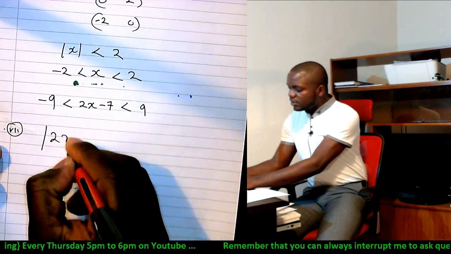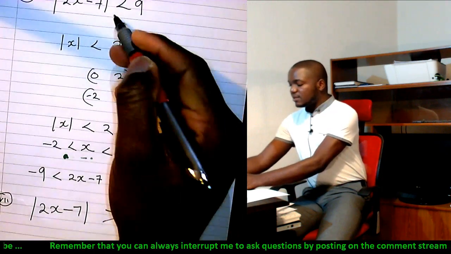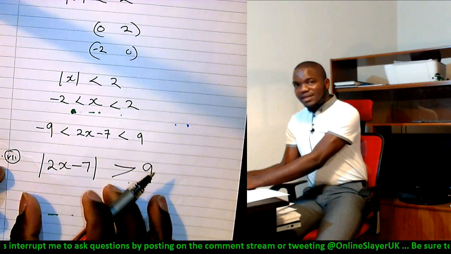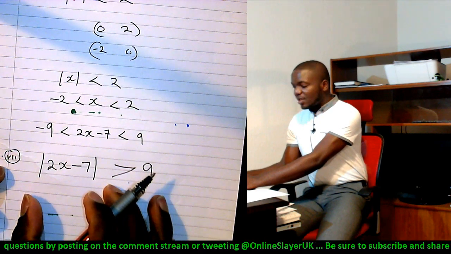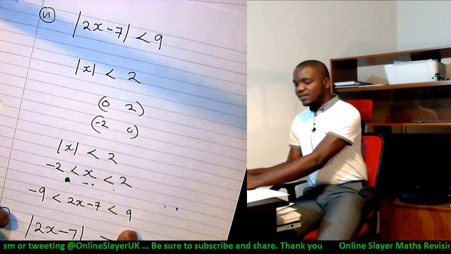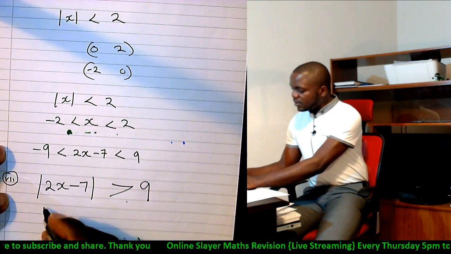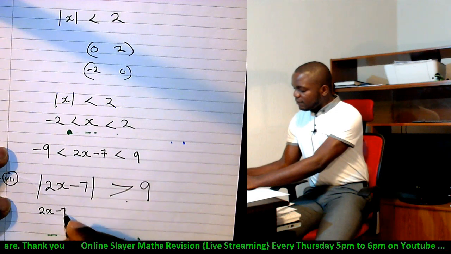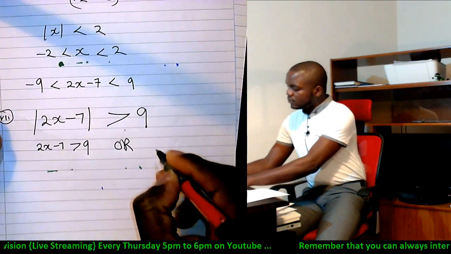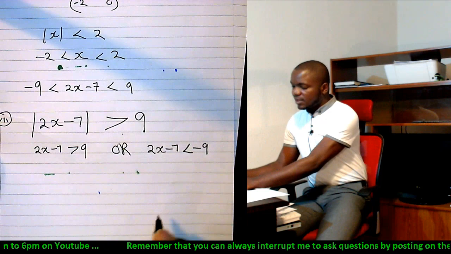If you've got this question, |2x minus 7| greater than 9. So this is less than 9, this is greater. When you have greater, it means or. When you have less in this kind of problem, it means and. So we treated this as the and case. When you've got this, treat it as the or case. So it's going to be 2x minus 7 greater than 9 or 2x minus 7 less than minus 9.